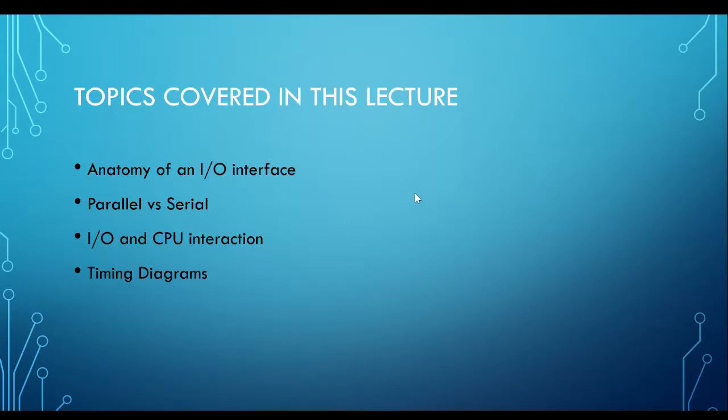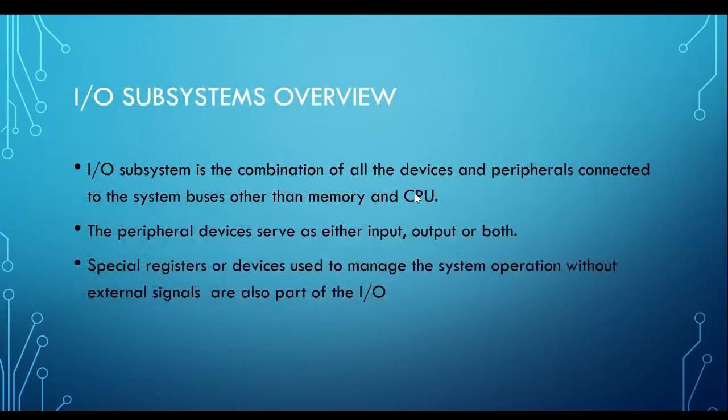Now, the I/O system is a combination of all the devices and peripherals connected to the system bus other than memory and CPU. So anything to do with communication with other devices, other than the memory and CPU, falls under the category of I/O subsystem. Let's take for example a connection to an LED. I/O or not I/O? Definitely it's an I/O.